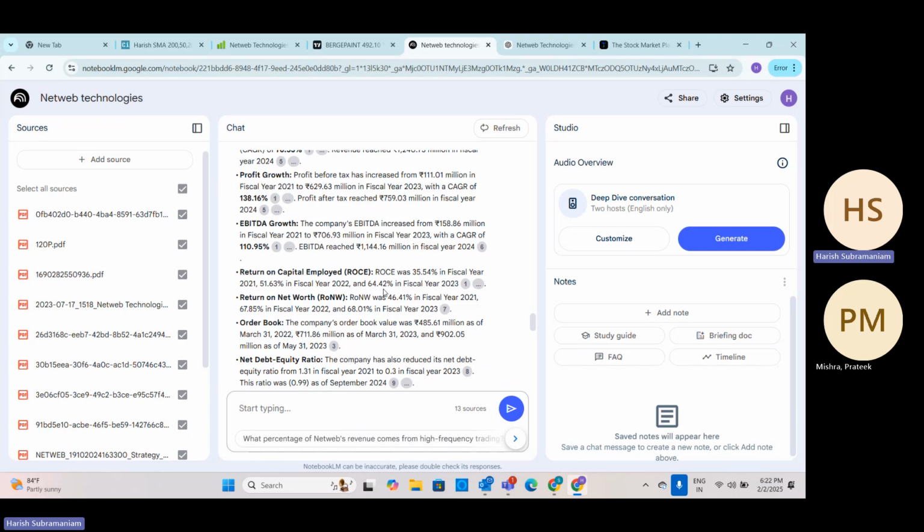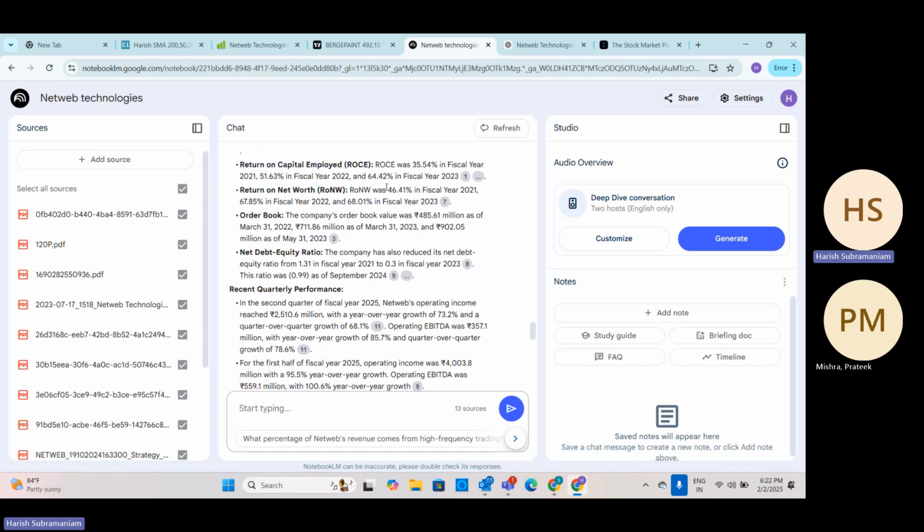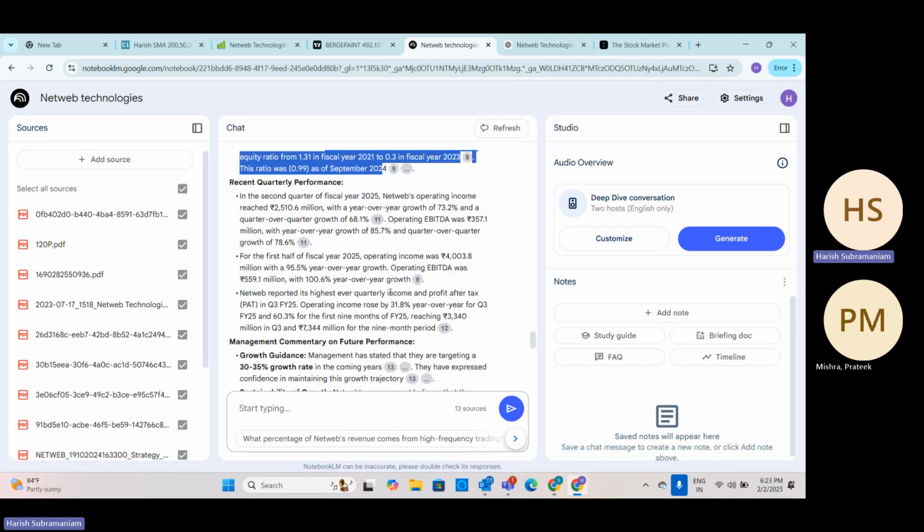EBITDA is increasing very fast. ROC is higher. Return on net worth is good. It has a lot of order books. It has a lot of pending orders. Debt has been lowered. So financially, this gives a good indication of the company's performance.